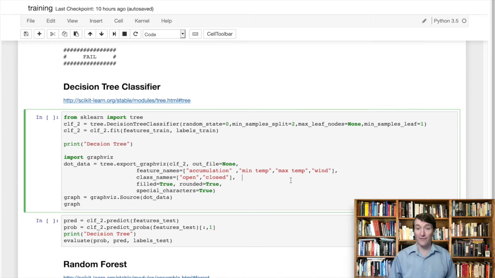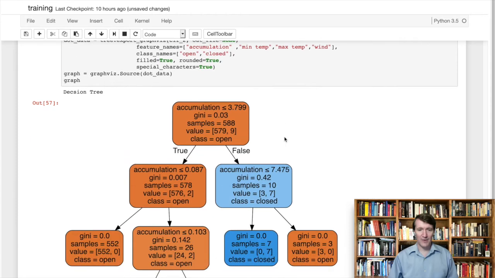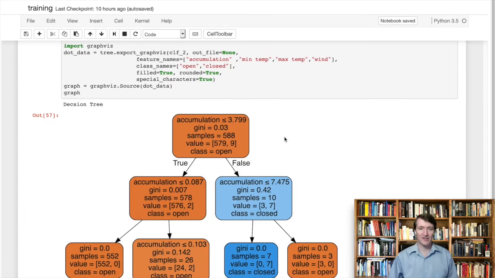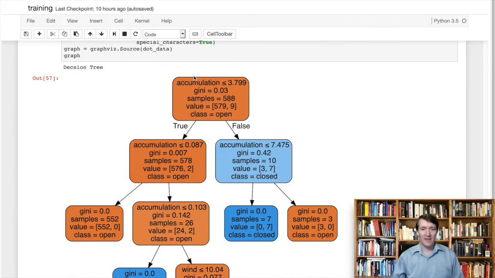What's nice about this is you actually can visualize this. So I'm going to go ahead and run this here. And then here it's telling me this is what it came up with as the decision tree that worked best for this training data. So it said basically, if the accumulation was greater than 3 inches, then I go over here, because accumulation less than 3 is not true, that is to say it is greater than 3.79. So over here, the mix of that is 7 closed to 3 opens.